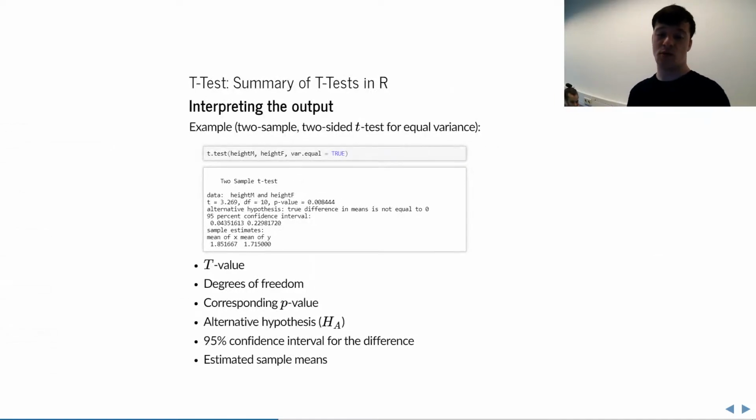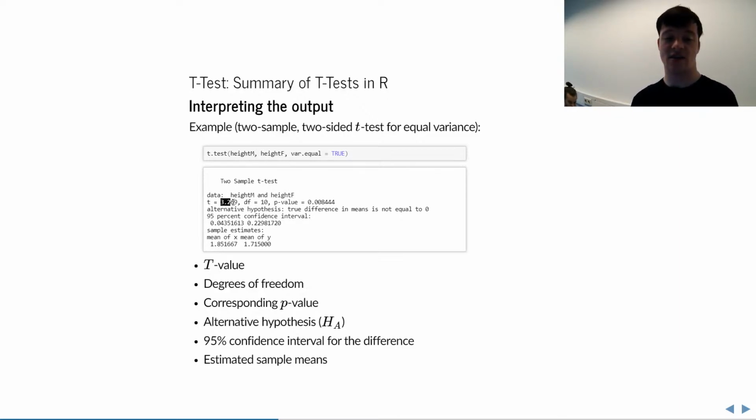Okay, let's get to the output. So far we only looked at the p-value, but there's a lot more going on here. So let's have a look at everything over here and what it means. It starts by stating which test is performed. In this case, I specified var.equal true, which performs an equal variance t-test, and it's just called the two-sample t-test. Then it says what the input is. So the data is height m, which is the first vector, and height f, which is the second vector.